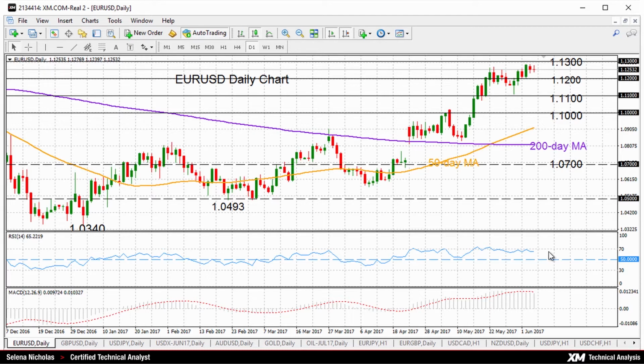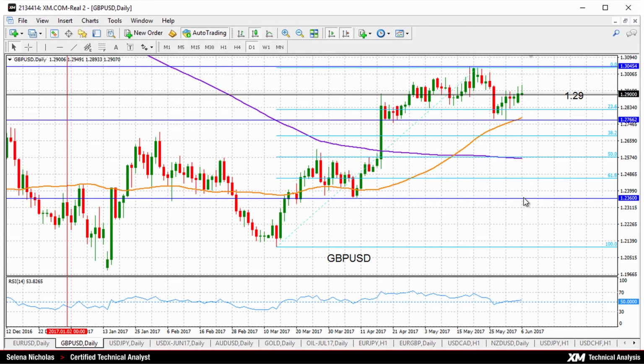in the near term. Of course, 1.13 is a very key resistance level that needs to be cleared. And then above this, we could see a strengthening of the bullish bias. But otherwise, as long as the market remains above the 200-day moving average, then the overall bullish market structure will remain intact. Now let's turn to the pound-dollar pair.